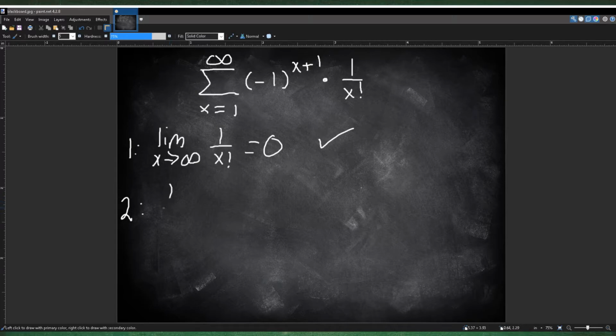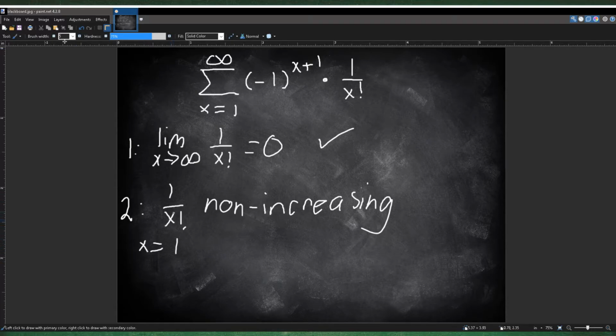Number 2. Is 1 over x factorial non-increasing? Well, we just need to check some of the terms. On these conditions, you usually just plug in a few numbers. I usually just plug in the first four numbers. So when x is equal to 1, 1 over 1 factorial is 1. When x is equal to 2, that's 1 over 2 factorial, which is just 1 half. When x is equal to 3, we have 1 over 3 factorial, which is 1 over 6. And when x is equal to 4, we have 1 over 4 factorial, which is 1 over 24, right?